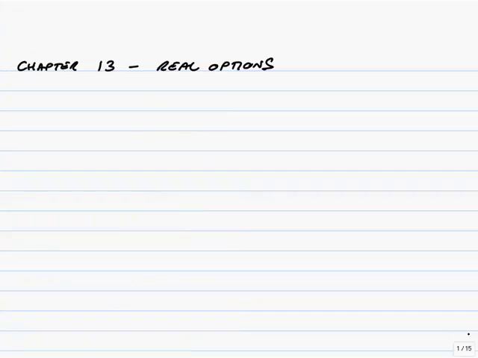Chapter 13, Real Options. Now let me explain first of all what we mean by real option, and then we'll look at the arithmetic that could be involved. But what it is, it relates to ordinary project appraisal. Normally, if we're presented with a project to appraise, we set up the cash flows, we discount at the cost of capital, and we calculate the net present value.